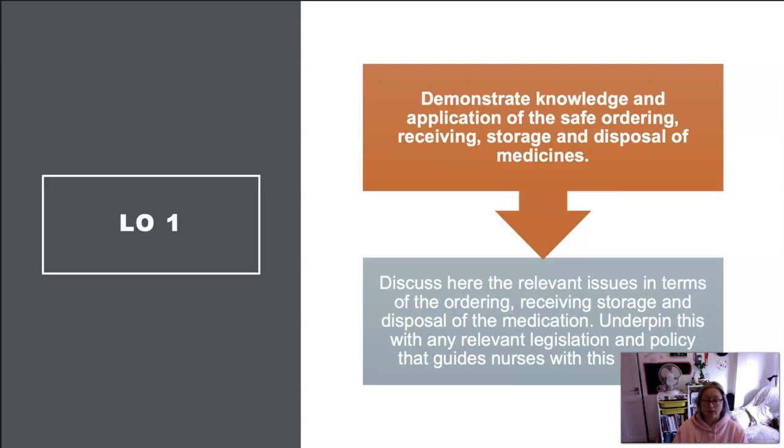So for learning outcome 1, the first thing we need to do is for you to be able to demonstrate a knowledge and application of the safe ordering, receiving, storage and disposal of this particular medication. So as it says, we're trying to discuss within this first learning outcome any relevant issues in terms of the ordering, receiving, storage and disposal of this medication. So what does current legislation or policy tell us about this particular medication?